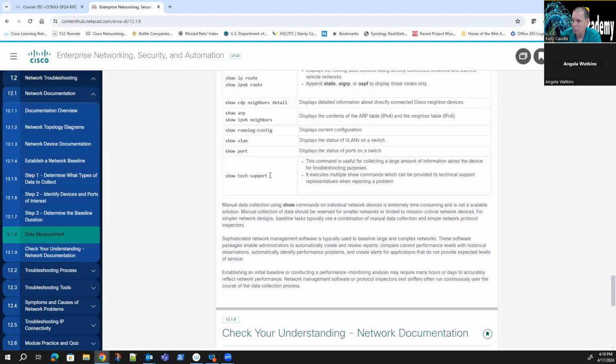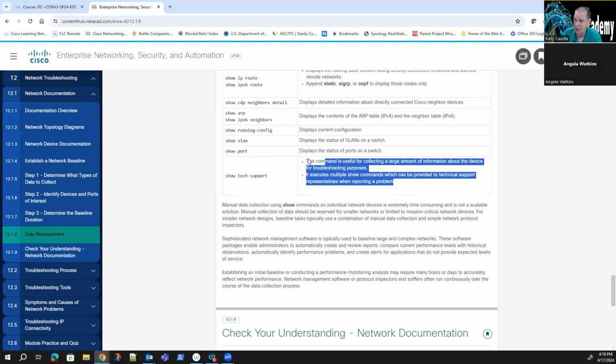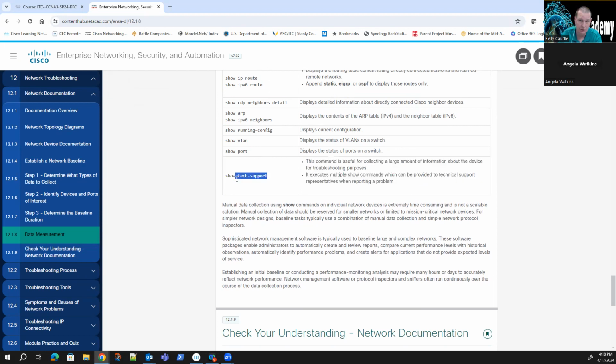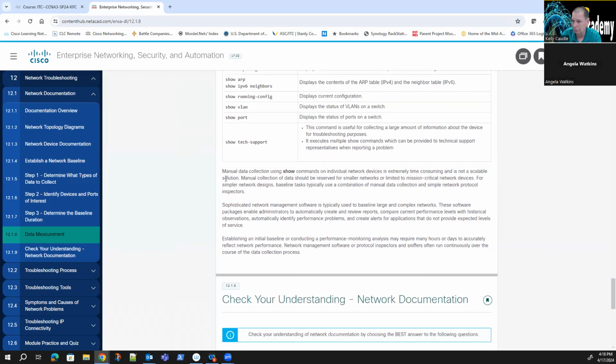Show tech-support is a very useful command we rarely use in the lab, but in the real world it is very important because it shows a huge amount of information about the device that you can then give to TAC, which is Cisco's support center, and it can be used to help with troubleshooting issues. We've had several times when TAC asked us to do a show tech-support and some other show commands and send it to them when we were having an issue.